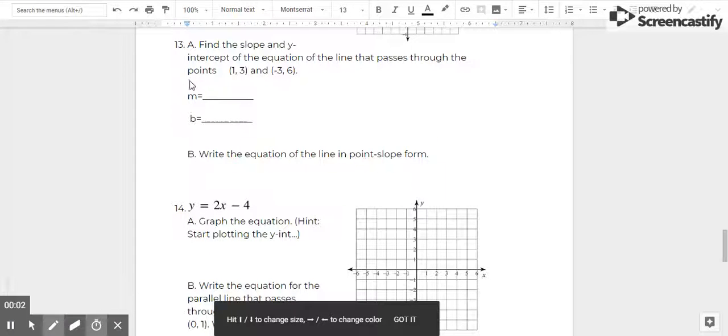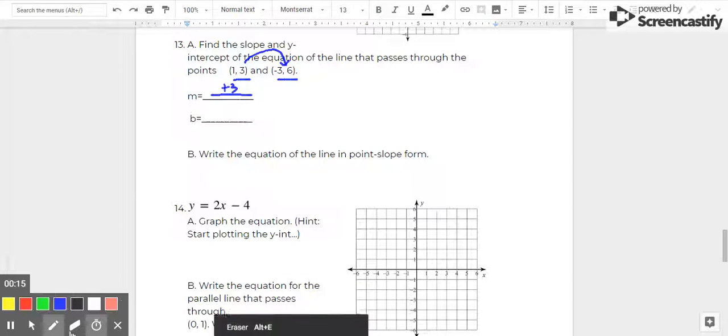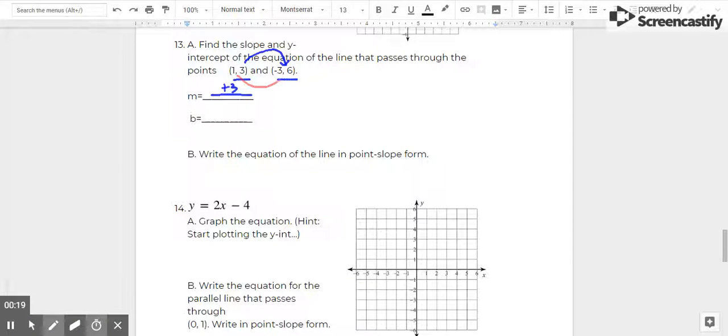We're going to find the slope between these 2 points. So slope, what's the change in y? 3 to 6 is plus 3, it's increased by 6. And 1 to negative 3, it is decreased, we look at the number line, decreased by 4, minus 4. So the slope should be 3 over negative 4.